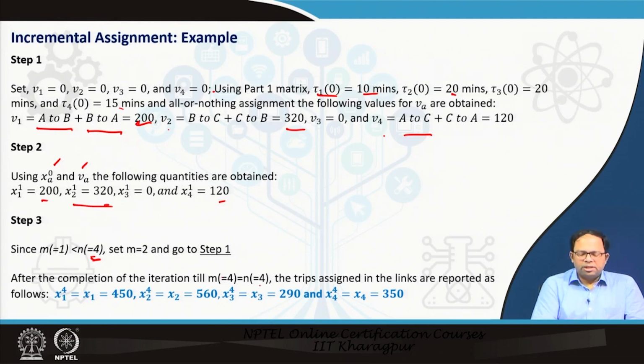After completion of iteration m equal to 4, the trips assigned to the links are reported as follows. If you work it out on your own, you will find that the total link volumes become 450, 560, 290 and 350. You see that even though X3 initially has a higher travel time compared to the other one, in all or nothing assignment there would have been no volume assigned. But because we are doing incremental assignment, volume eventually gets assigned, because the travel time of the alternative route gradually becomes higher. That is why we see some volume in X3 as well.